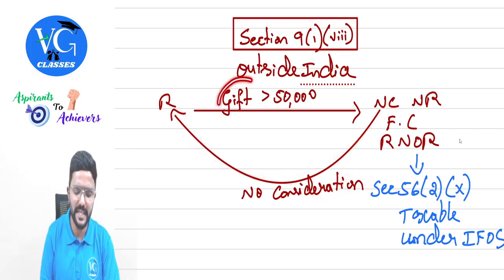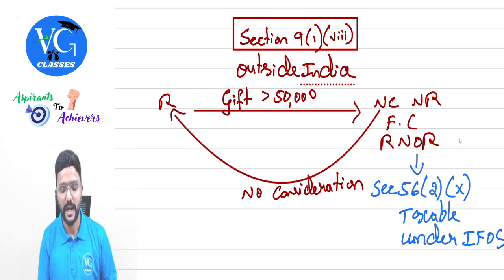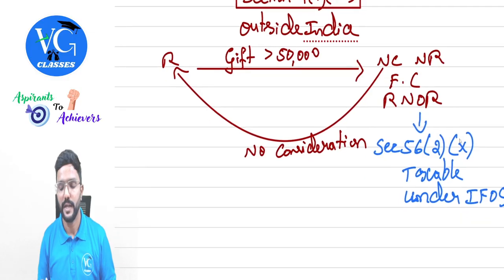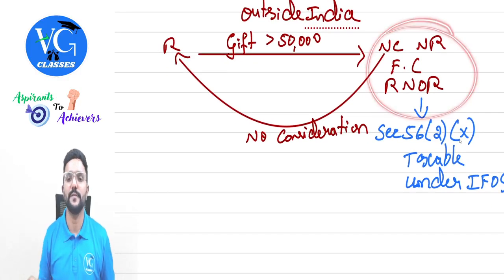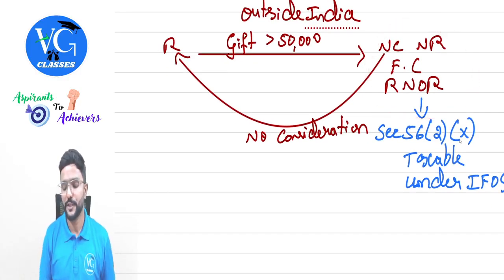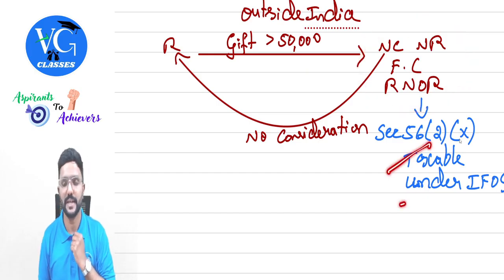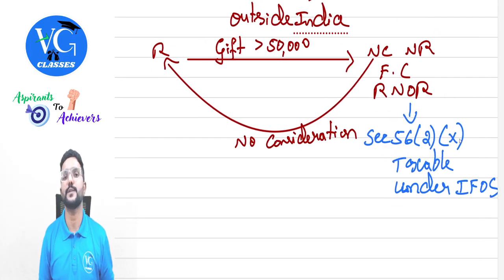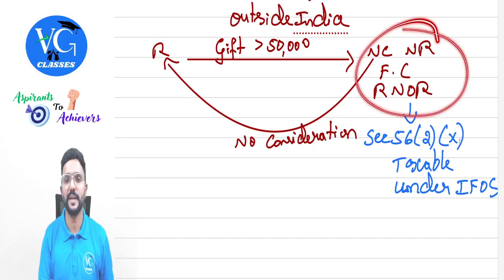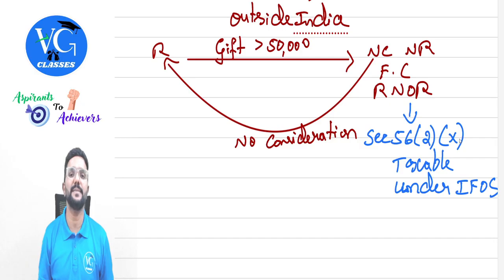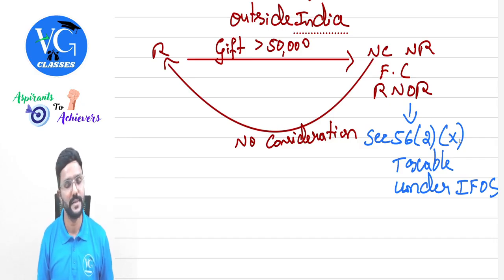So that means, can I consider this as a gift? Yes. And if it is more than 50,000, it is taxable in the hands of the receiver, because section 56(2)(x) gets triggered in the hands of the recipient, guys. It will be taxable under the head income from other sources. Irrespective of their residential status, it will be taxable in India under the head other sources, guys. Is that clear? Yes, sir.